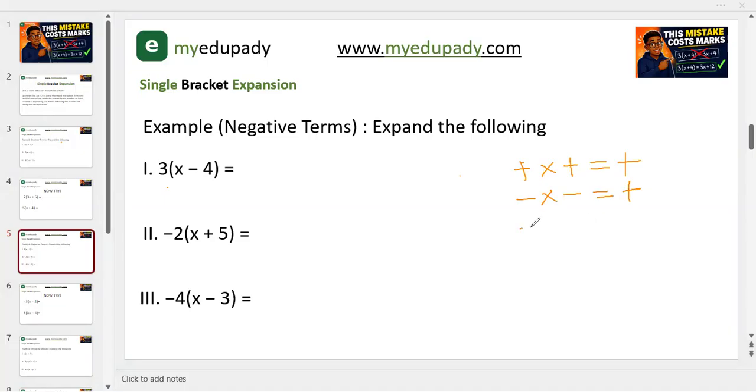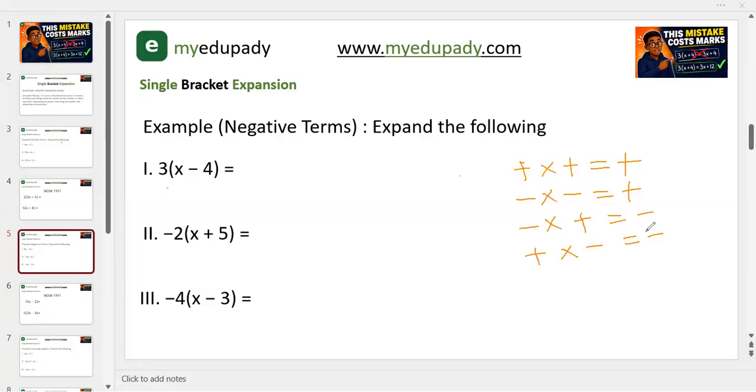But when you multiply two signs that are different, what you get is negative. So minus times plus is negative, and plus times minus is also negative. This is very important, as it will be of great help when we are trying to expand our bracket with negative terms involved.